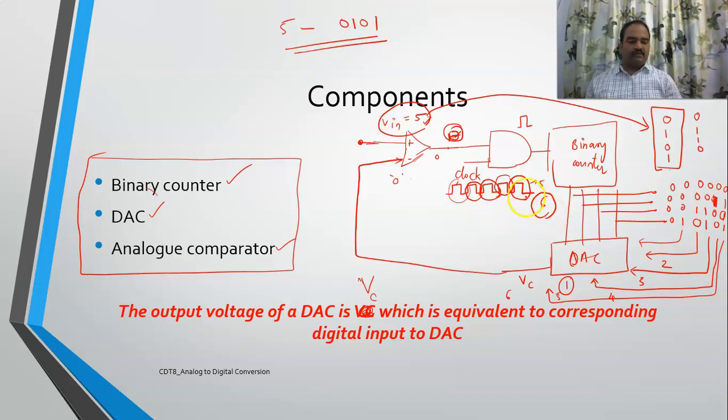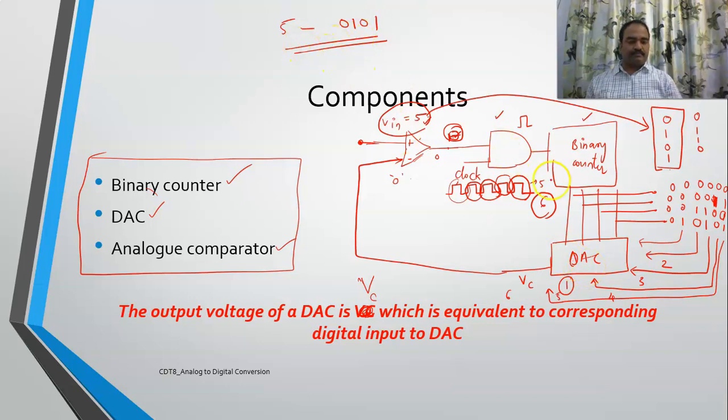So here what is the important part? This is a comparator. This is the important one. It compares your input and also your control output, which comes from your DAC. The other one is a binary counter, which counts the number of pulses which you are getting from here. And this is a DAC. It is also one of the important components.